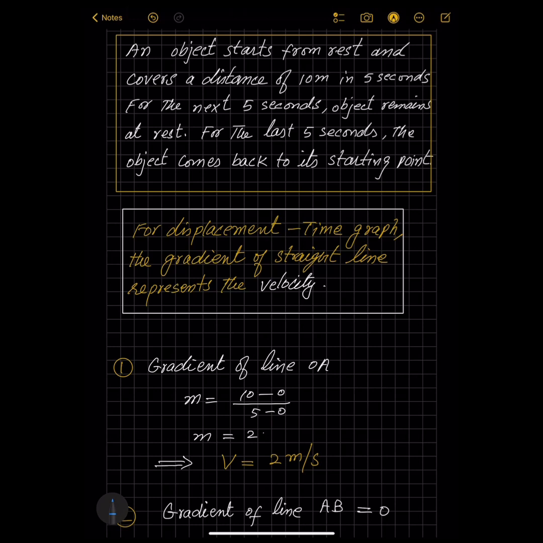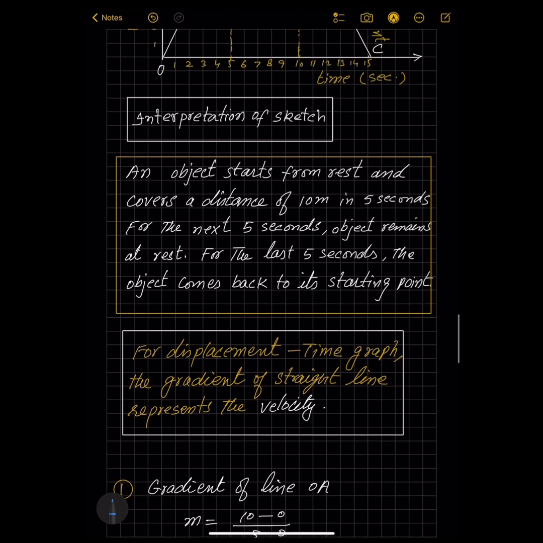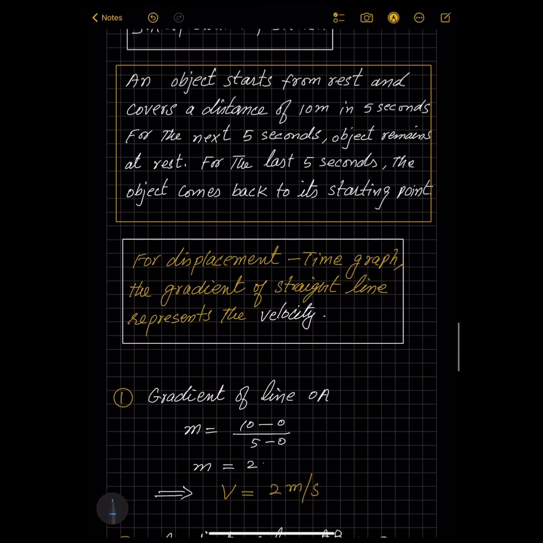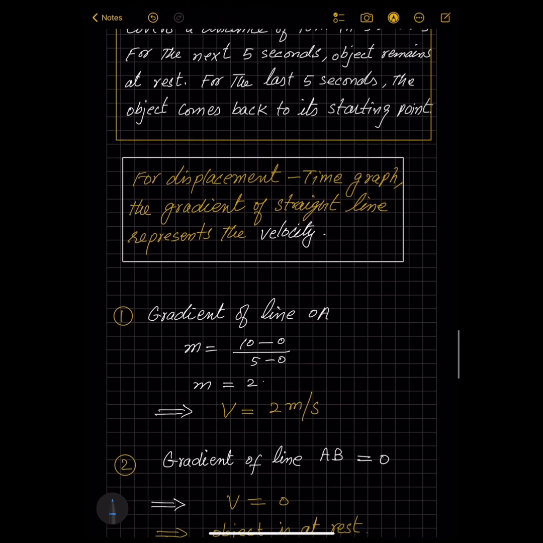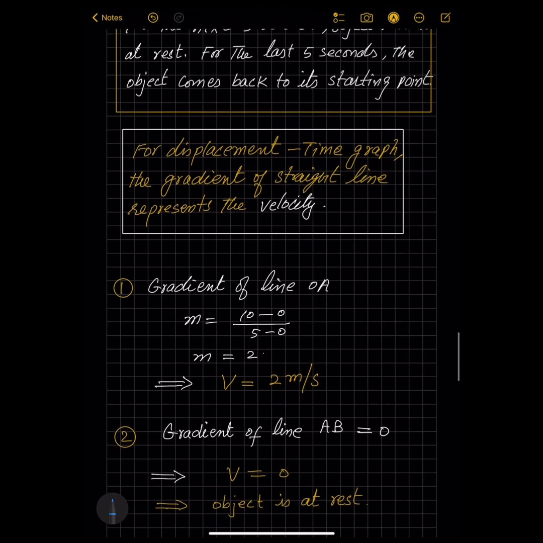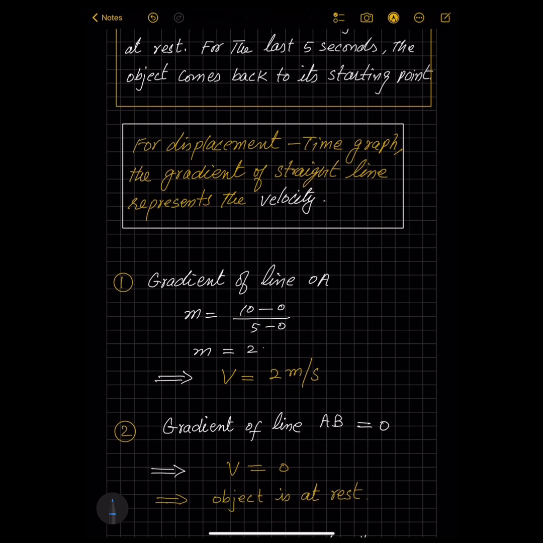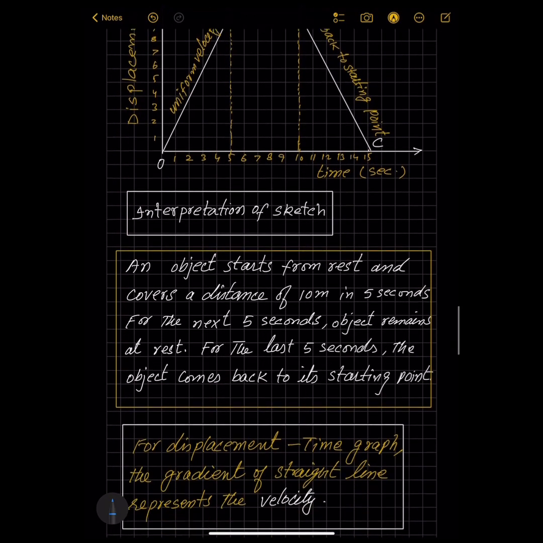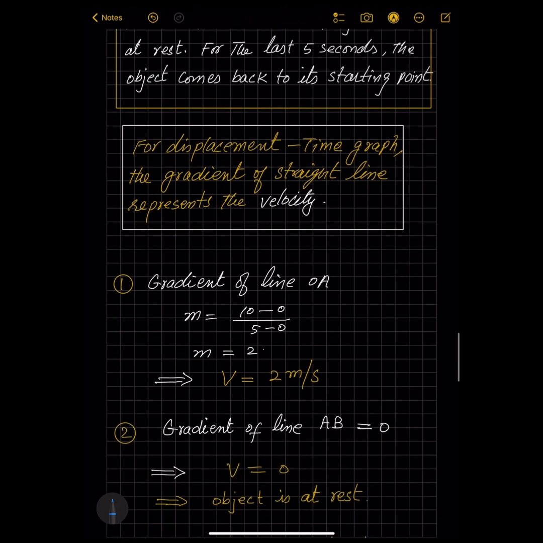अगर हम ग्रेडियंट ऑफ लाइन ओ ए लेते हैं तो 0 पॉइंट है, एक 5 और 10 पॉइंट है, दूसरा ए पॉइंट. If we find the gradient of this line OA, we will get 2. Gradient is 2. This shows that velocity is 2 meters per second. The gradient of line AB is 0 because this line AB in the sketch is horizontal, parallel to the x-axis, so gradient is 0. This means that velocity is 0, the object is at rest.